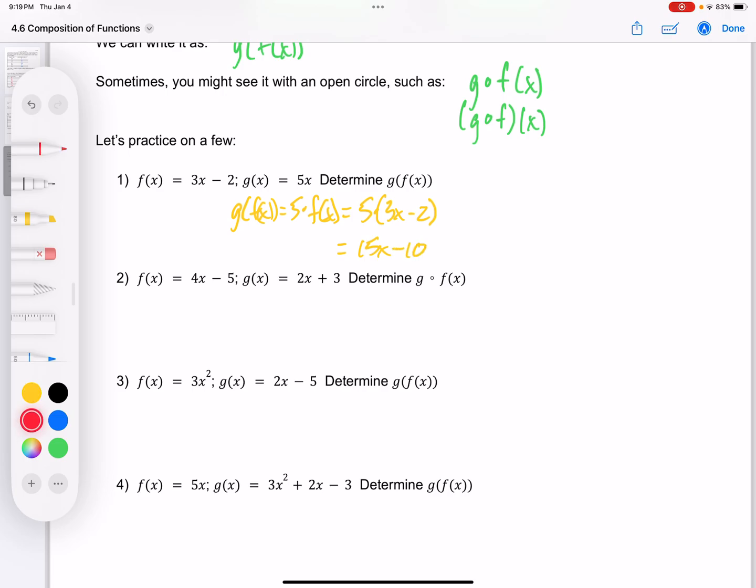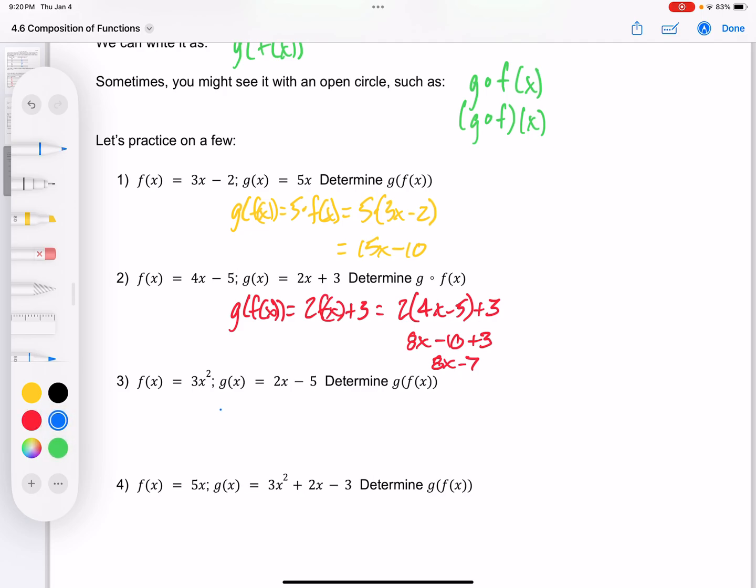All right. Next one. g of f of x equals 2f of x plus 3. So that's going to be 2 times, and then we put an f of x here, 4x minus 5, plus 3. So we distribute the 2. That gives me 8x minus 10, and then I do plus 3. So I've got 8x minus 7. Boom.